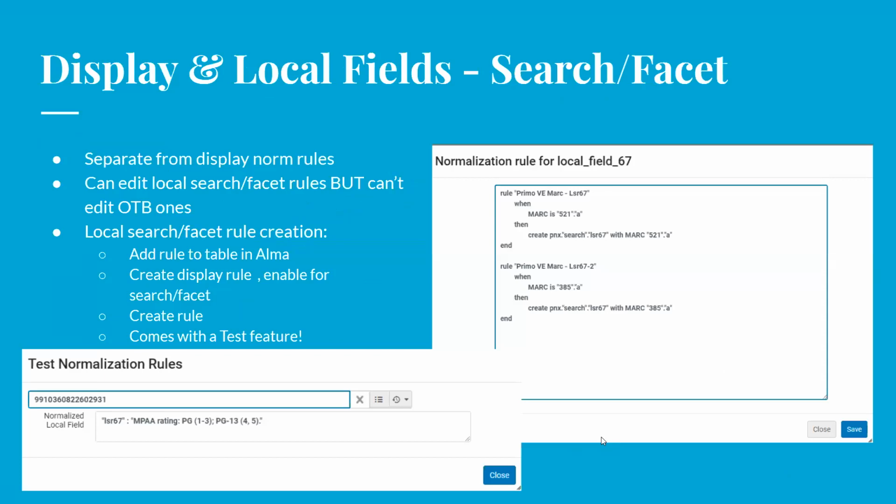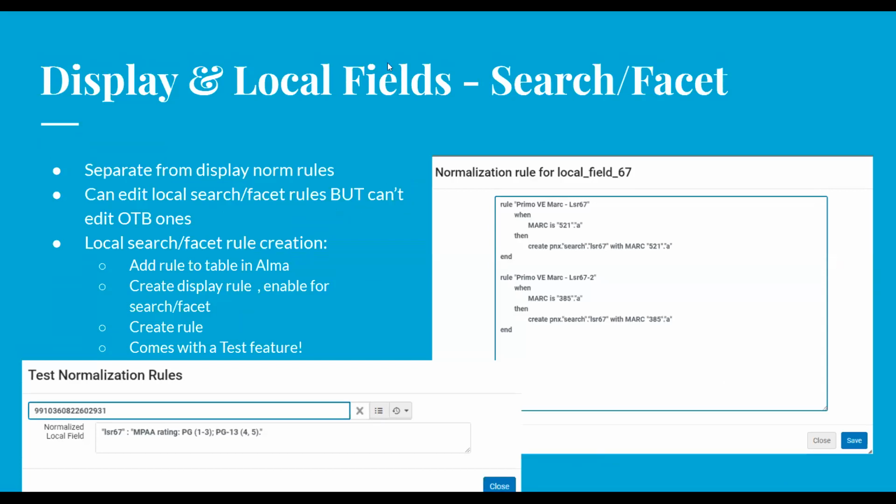All right. And we've also got normalization rules for facets, which are separate from the display norm rules. We can edit local facets, as we said before, but we can't edit out-of-the-box ones, which has proved a bit frustrating on our end.